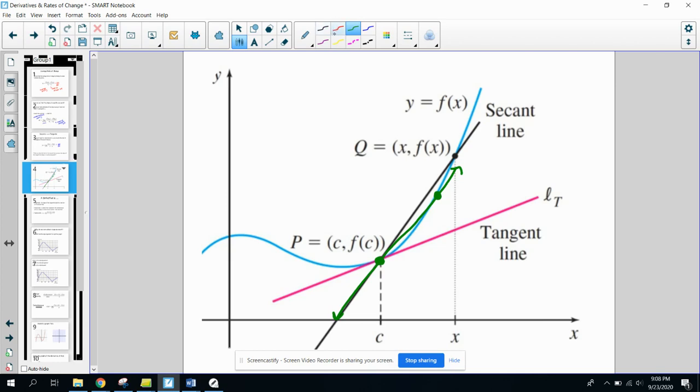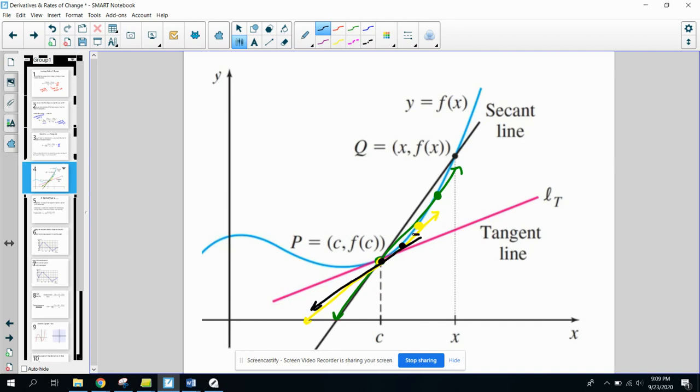If I do this again, let's see if I do it in yellow. If I put a yellow dot here a little bit closer to the C point, and I draw the line through them, the yellow line is now getting even closer to the tangent line. I'll do one more, in black again. Let's go pretty close here to here.